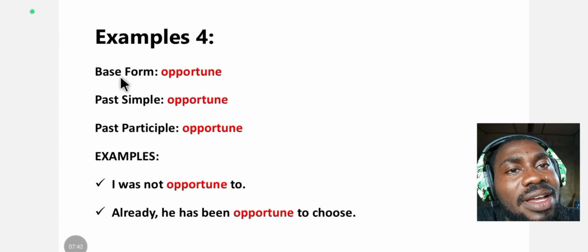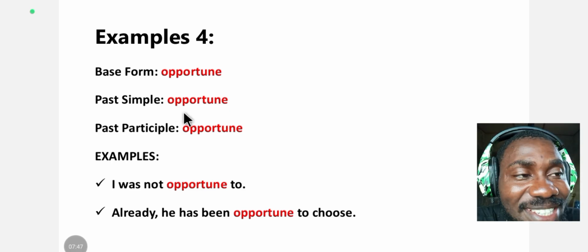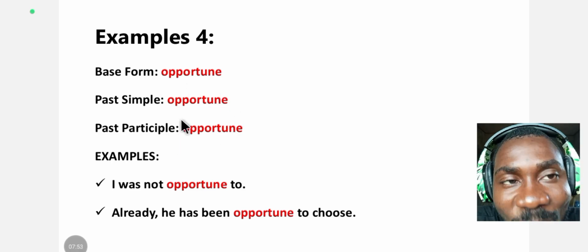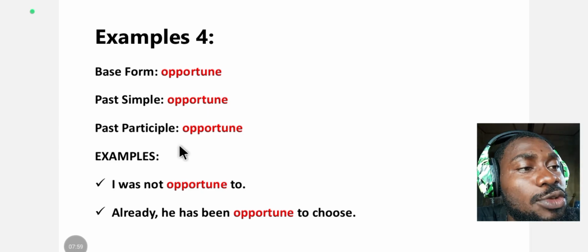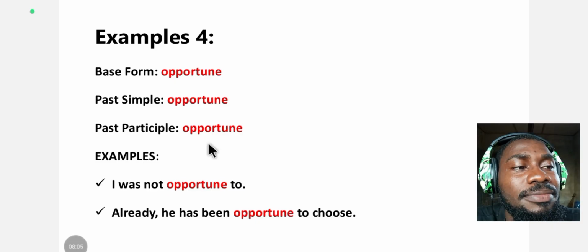Example 4. Base form is opportune. Past form is what again? Opportune. The same spelling. Past participle form is also what again? Opportune. You see? Irregular verbs for you. You have to know them by heart.